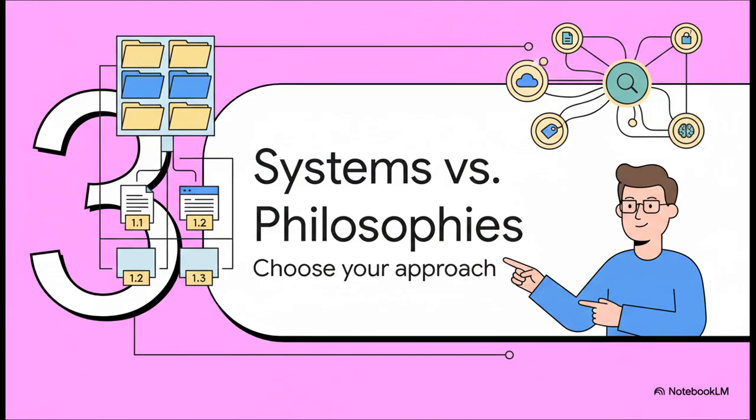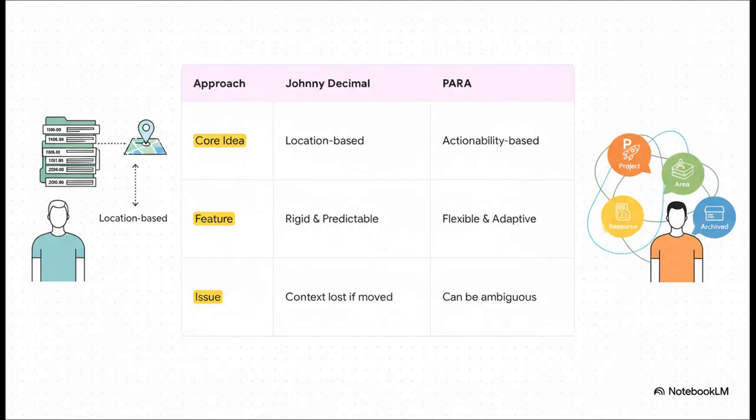All right, so you've got your basic structure down. Now comes the interesting part. It's time to choose your approach. This is kind of like a fork in the road. Are you going to go with a super rigid, rule-based system where everything has a very specific home? Or are you going to go for something more flexible, a philosophy that's based on what you're actually working on right now? So let's look at the two main schools of thought here.